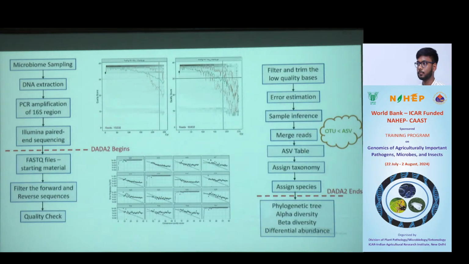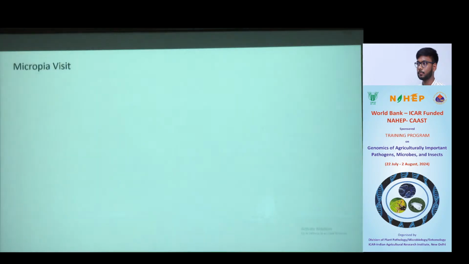After species assignment, we can go for other analyses like phylogenetic tree construction. Then we can analyze the alpha diversity, then beta diversity, and also the differential abundance. With this, the DADA2 program is over. With DADA2, we can do our analysis very rapidly and accurately, and we can get very high quality plots like this. They are eye-catching, and metagenome data analysis is now easy.